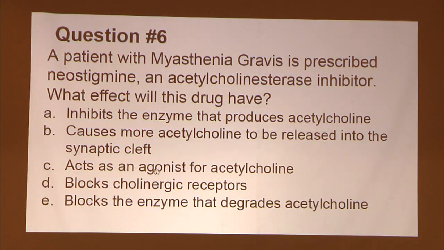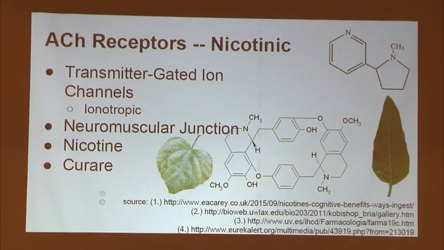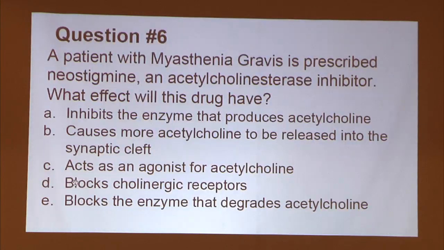C says it acts as an agonist for acetylcholine, which is not really true. Nicotine would act as an agonist, or if we're looking at muscarinic receptors, muscarine would do that. D says it blocks cholinergic receptors, so that would be acting as an antagonist. That's not really true either. Our antagonist was curare.